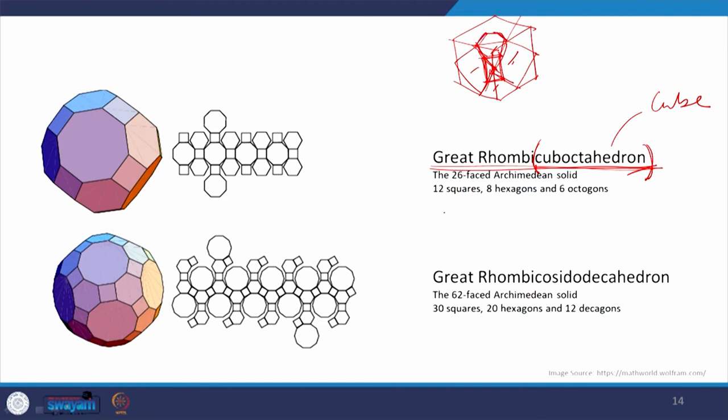So, for a rhombic cube octahedron, we have 12 squares, 8 hexagons and 6 octagons. So, if you derive it from the cube, the square which we originally had.